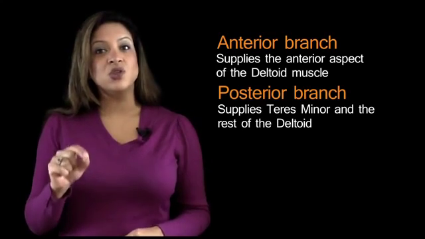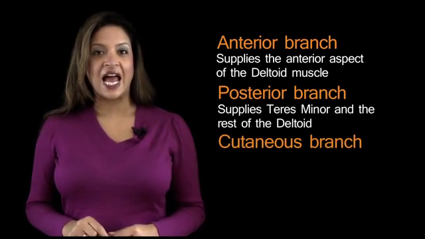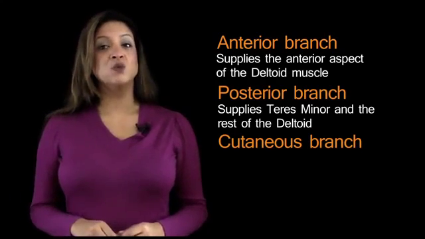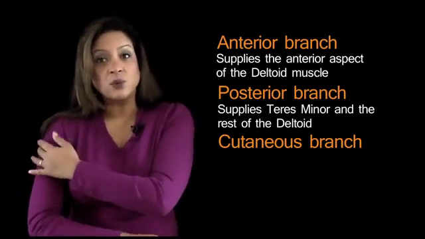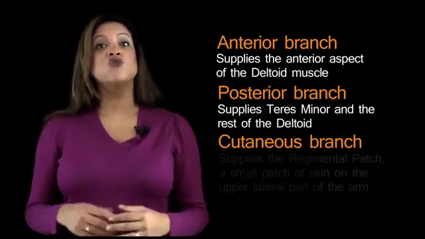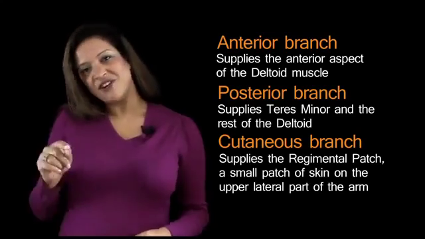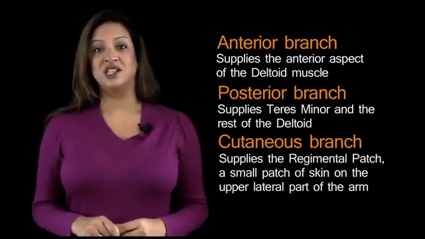Now, it does in fact also give off a cutaneous branch, and this branch goes on to supply a small patch of skin on the upper lateral part of the arm, the so-called regimental patch. And in fact, I use this to remember what the axillary nerve does.